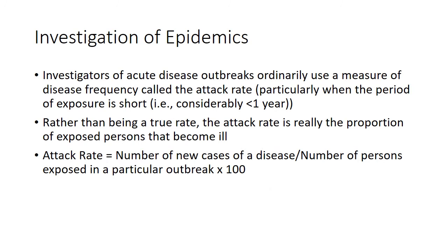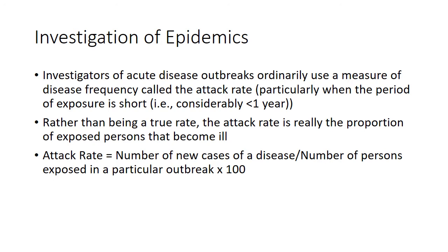Another term that investigators may use when looking at acute disease outbreaks is the attack rate. This is basically a quick measure of disease frequency, and it's useful when you're looking at short periods of exposure, say a month or a week, so usually less than a year. This isn't really a true rate that you could determine over a year time frame, but the attack rate is the proportion of people who became ill that may have been exposed to a particular factor. So the attack rate equals the number of new cases of a disease, people that actually became ill, divided by the number of people that were exposed in a particular outbreak, times 100.